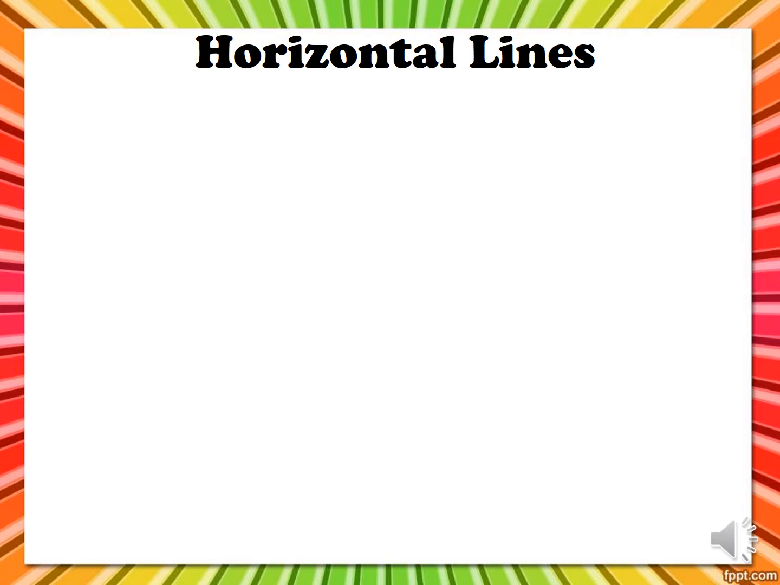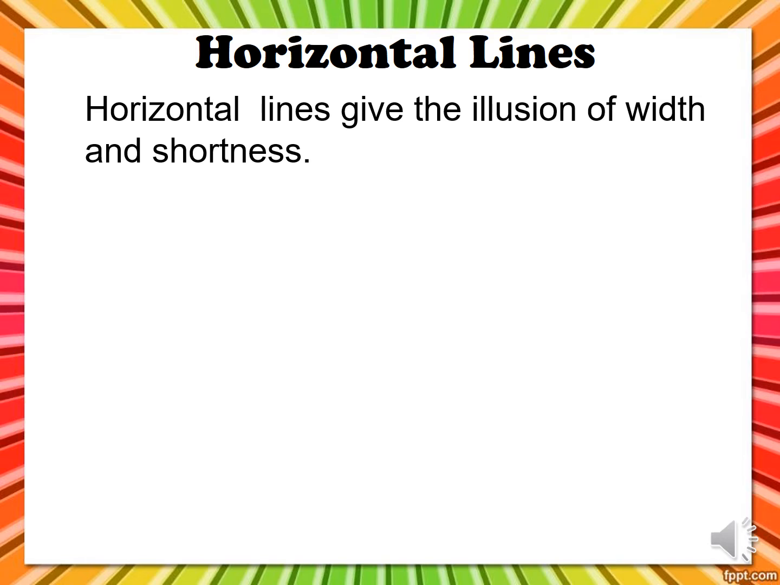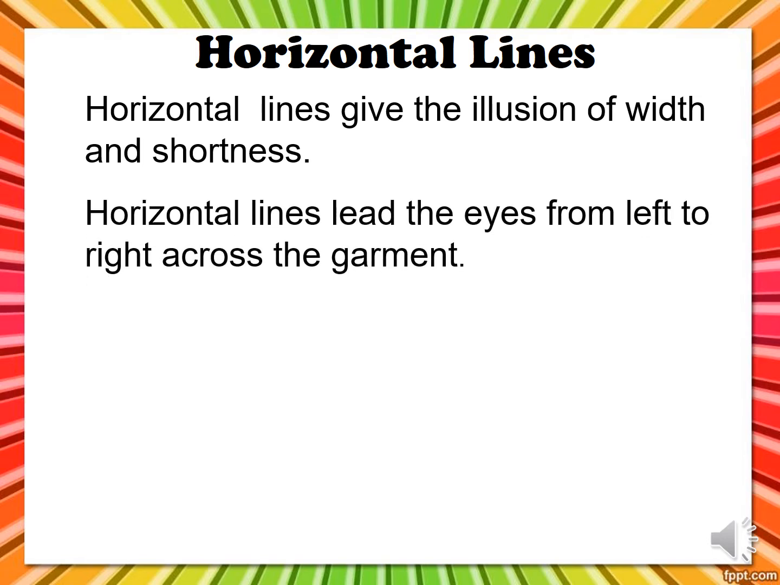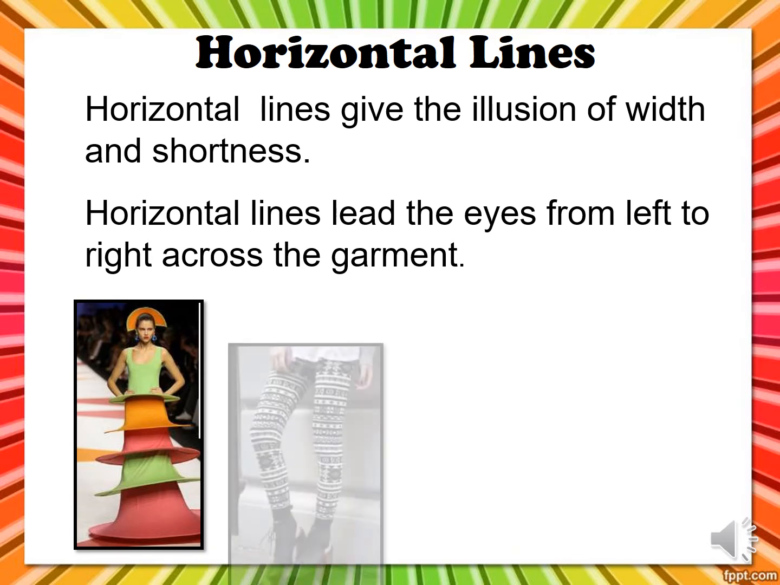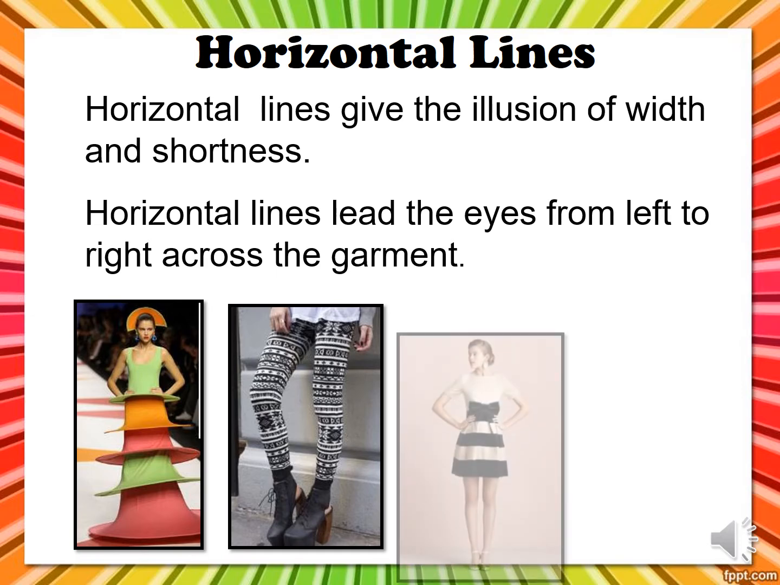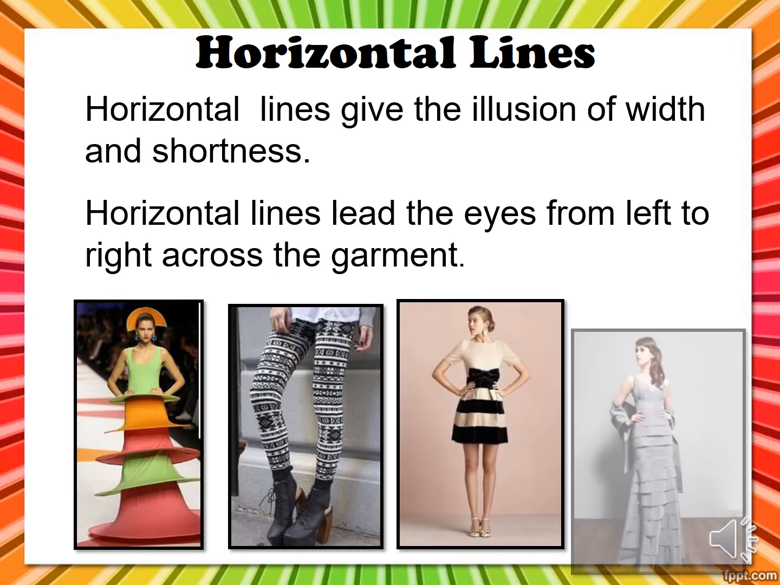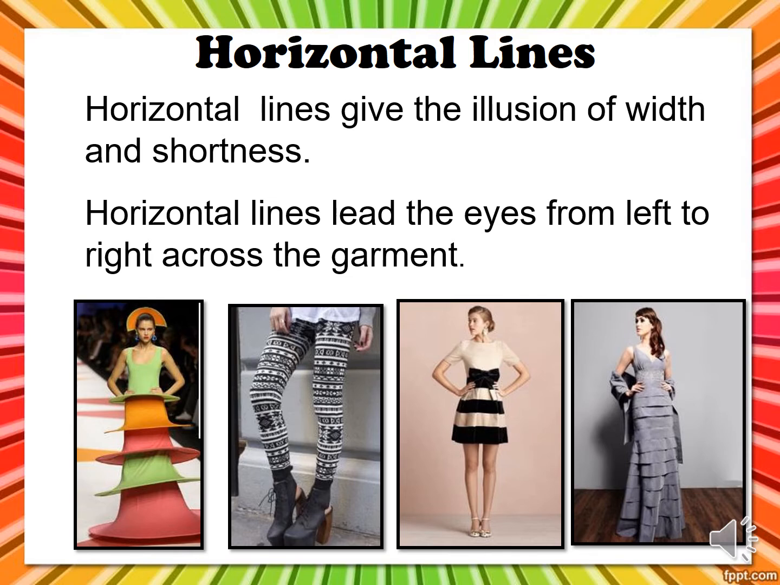Now let us look at horizontal lines. Horizontal lines give the illusion of width and shortness. Horizontal lines lead the eyes from left to right across the garment. Observe this design. This looks more like a costume. The lower part of this costume has horizontal lines. You see horizontal lines on the tights, the skirt of this dress, and on this dress. There are several layers that make up the lower part of the dress, and you're seeing vertical lines being formed.